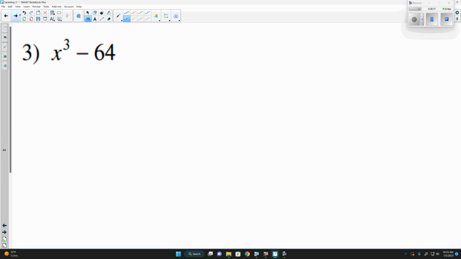x cubed minus 64. So to find the values of a and b, we can take the cubed root of x to the third and the cubed root of 64. Now the easier one out of these two is x to the third, because the cubed root of x to the third is x. Whenever the index and the exponent are the same, they simplify out. And later in this semester, we will actually deal with radicals at higher degrees and actually explain, probably for the first time, why that cancels out. It was brought up a little bit in Algebra 1, but we'll go over it again.